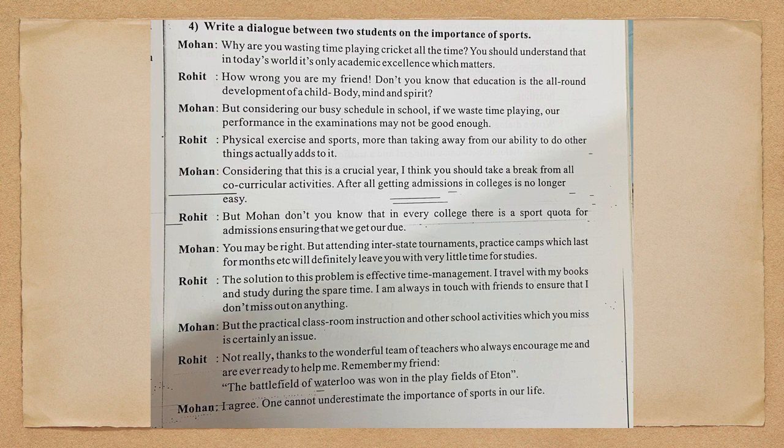Okay. Now here you find the conversation between Mohan and Rohit. Okay, where Mohan is only giving importance to education and studies, and he believes that it is waste of time playing cricket or any sports activity. Whereas you have his friend Rohit over here, for each conversation he's saying that it is an all-round development. Okay, education is all-round development, so you should develop in all spheres of your life. Okay, but then he's saying we are wasting our time, it is a crucial year.